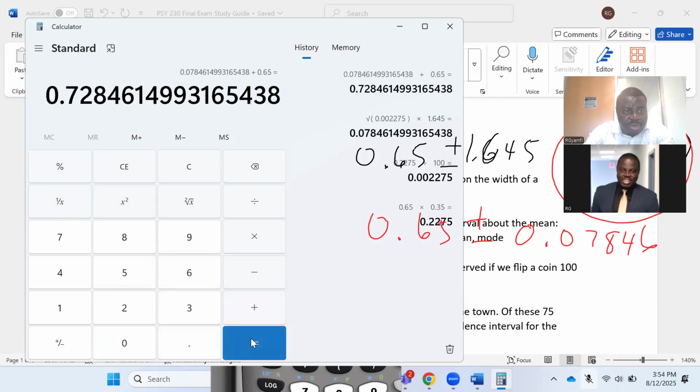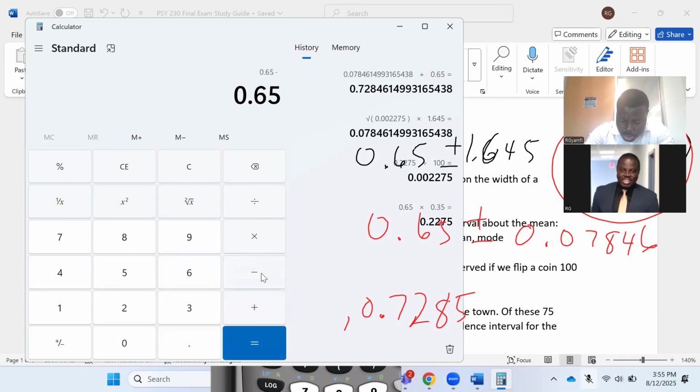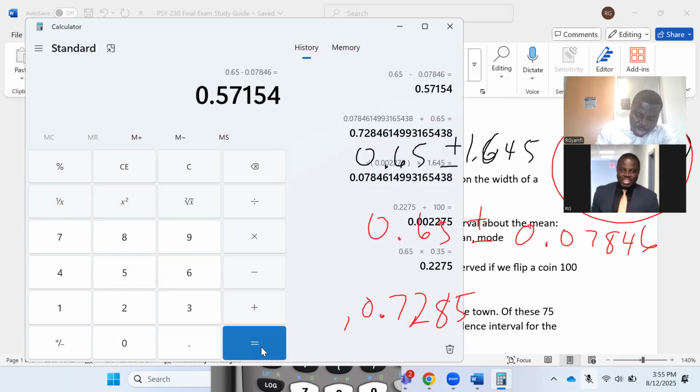So I have 0.7285. That is going to be the bigger one, and the smaller one would always be on the left. So I'm going to repeat it: 0.65 minus 0.07846. All right, and that gives me 0.5715. So that becomes my confidence interval.